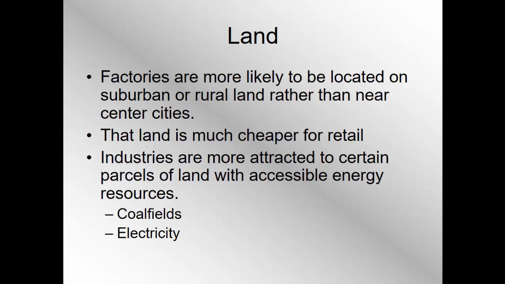Also, industries can be attracted, depending on what they're producing, to certain parcels of land that have access to certain energy. For instance, coal companies might be interested in coal fields. Oil companies are going to be interested in oil fields. Aluminum and electricity are going to be located near large amounts of fresh water, especially rapid water that they can potentially dam and use for hydroelectric power. So land is a factor that helps companies to determine where they're going to be located.